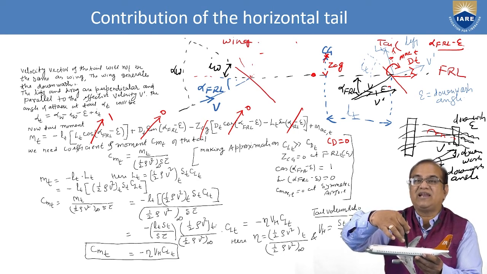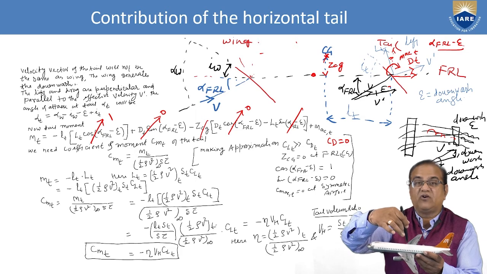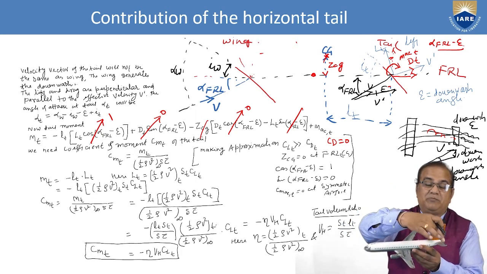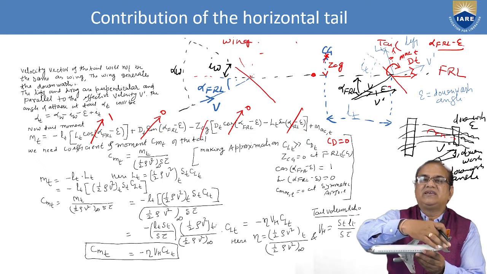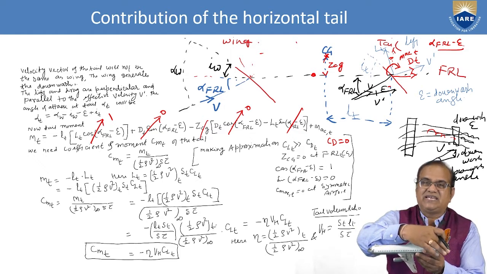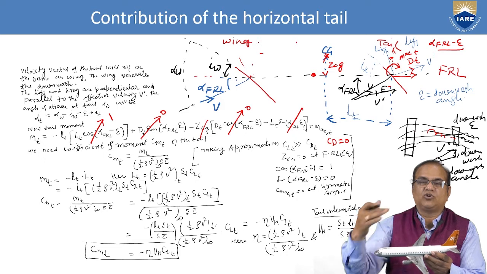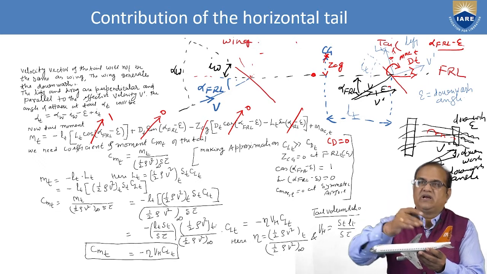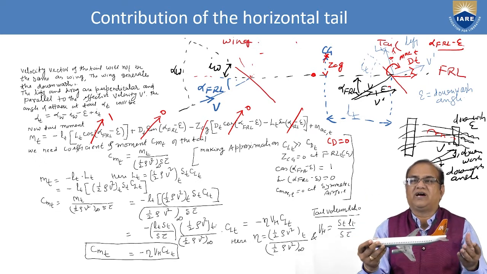It is called the tail moment arm. That is why we put the horizontal tail far behind, so that the minimum area of the tail is needed, so that the weight of the aircraft can be reduced. So this is what I have given about the VH.